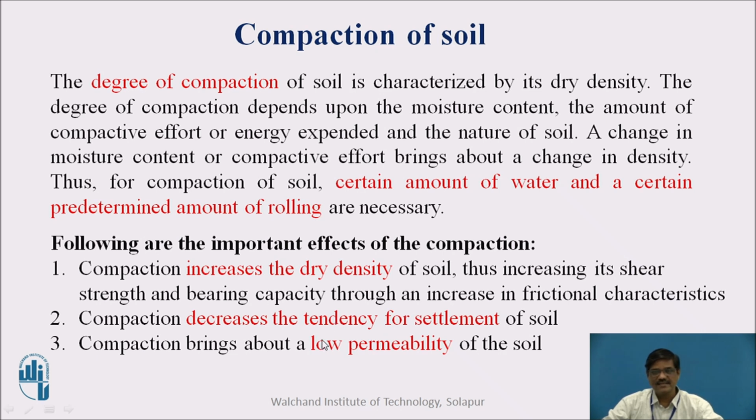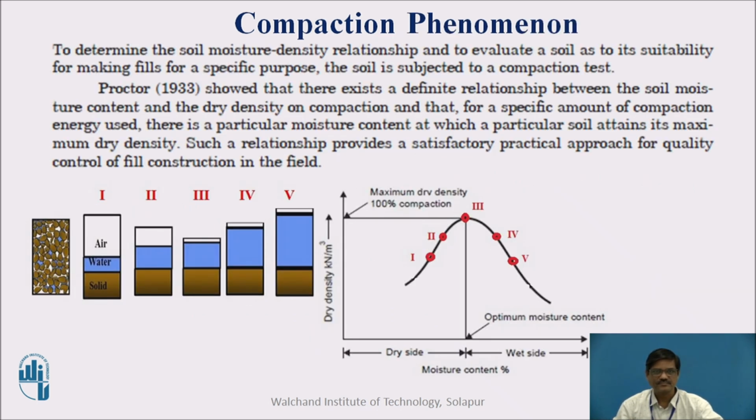Compaction also decreases the tendency of settlement of the soil, and compaction brings about a low permeability of the soil. So, these are the desirable properties of the soil which is placed at the given location. If the soil has to perform well, it shall have a good bearing capacity, it shall not have a tendency for settlement, and it should also have a very low permeability. So, ultimately we can say that to ensure better performance of the soil in the field, there has to be a proper compaction of the soil mass.